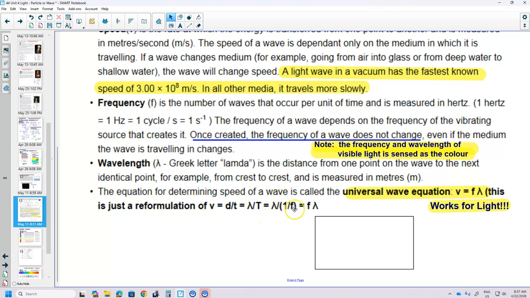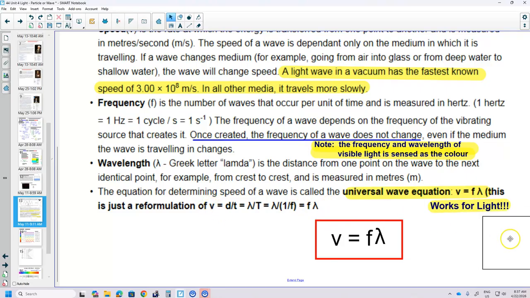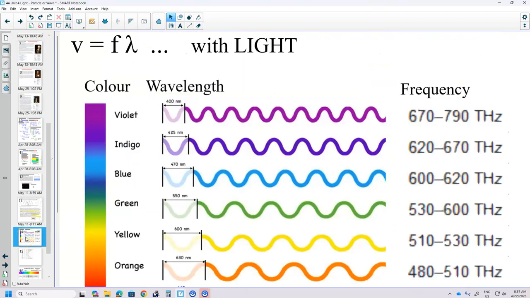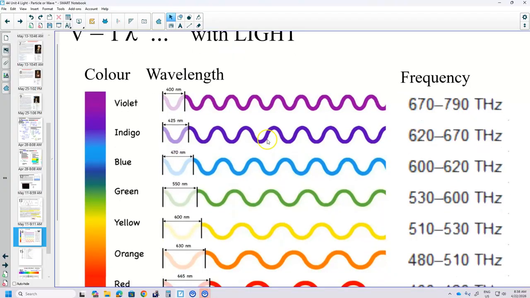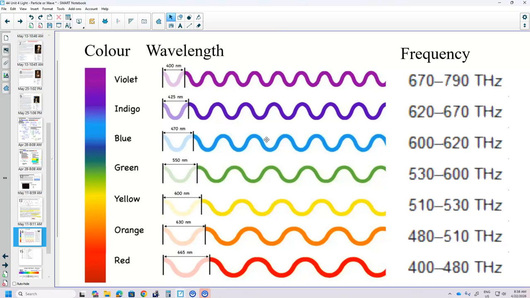And so that solves eventually here, if you look at it, it becomes v equals f lambda, which is called the universal wave equation, okay? That's something you've got to become familiar with if you haven't ever used that, but it's basically just velocity equals distance over time, but it looks different because it's in terms of wave properties, right? Frequency and wavelength. With light, the wavelength and the frequency correspond to different colors. That's important to know. So that's kind of new for everybody.